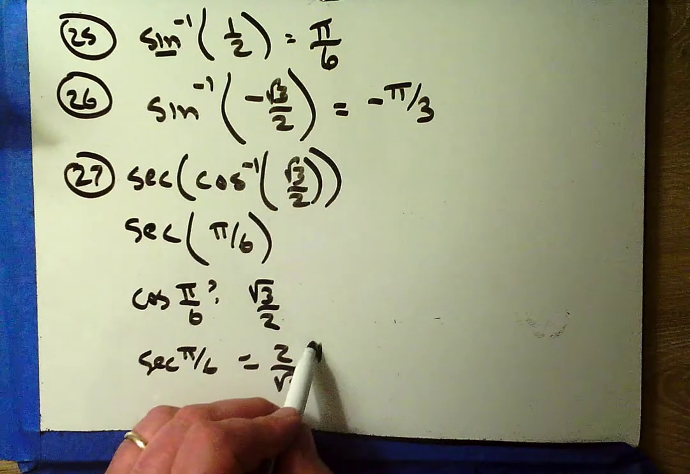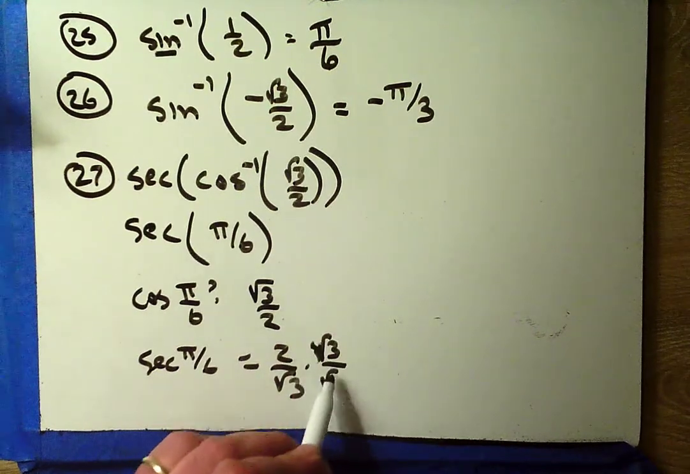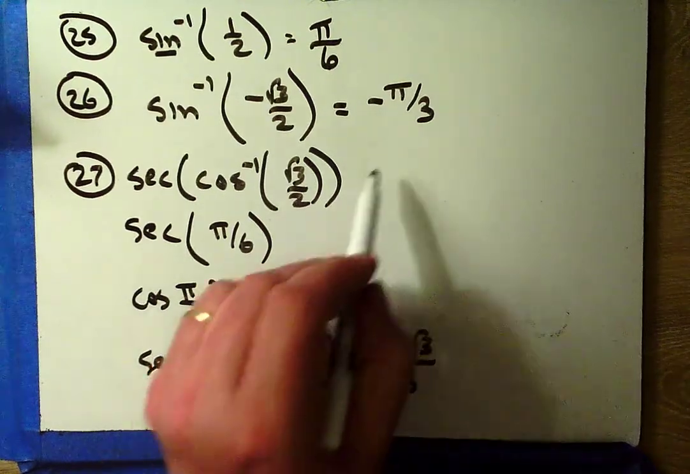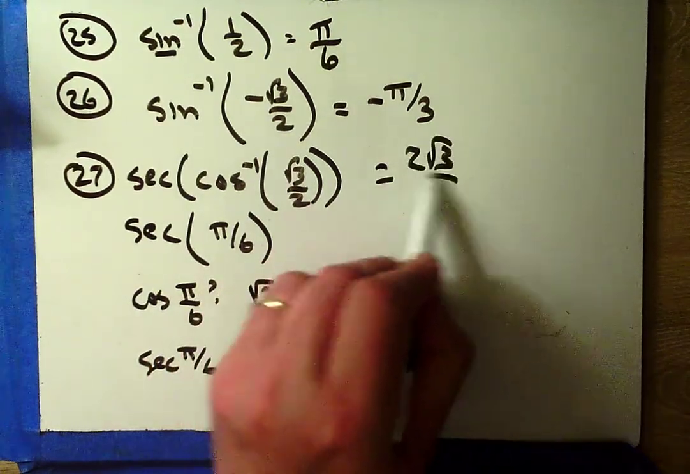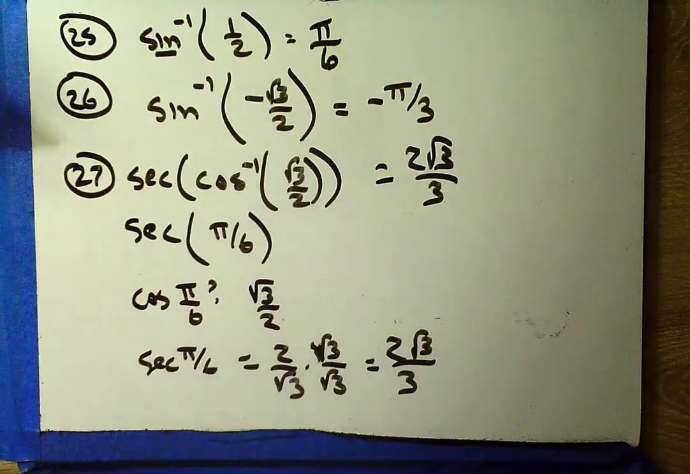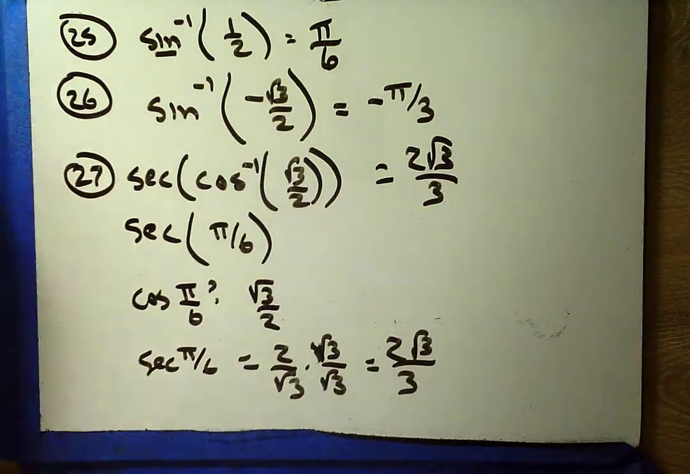Or if you rationalize, 2 root 3 over 3. So this is 2 root 3 over 3, or 2 over root 3. Okay, 3 problems left. 28.